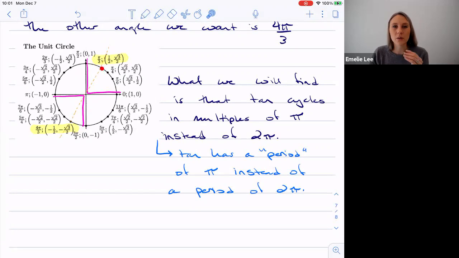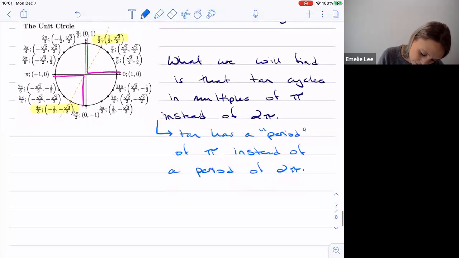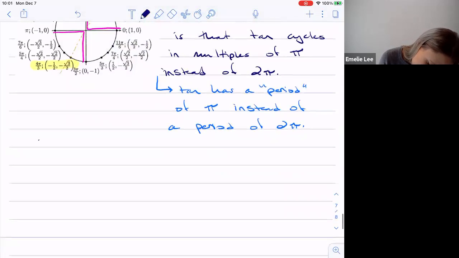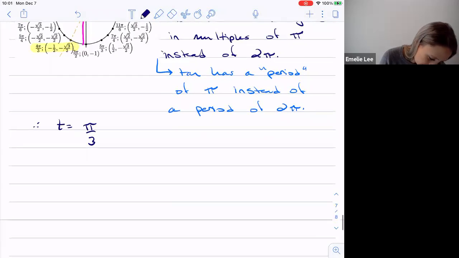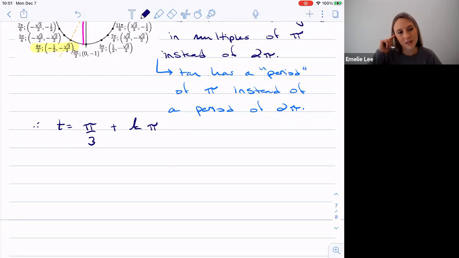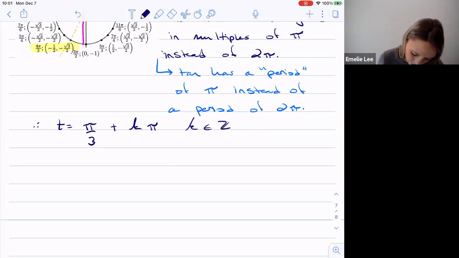So what we do, right, is we don't actually need this 4 pi over 3 because now, instead of saying multiples of 2 pi, I'm just going to move in multiples of pi. So then what I'll say is that t must be pi over 3 plus pi, or k pi, rather. So therefore t is pi over 3 plus k pi, right, not 2k pi, where k is in the set of integers again.